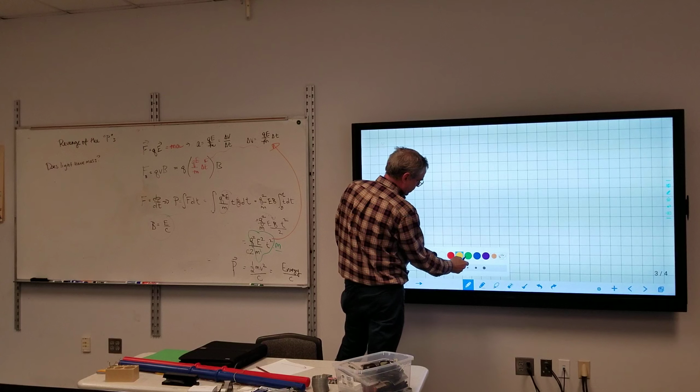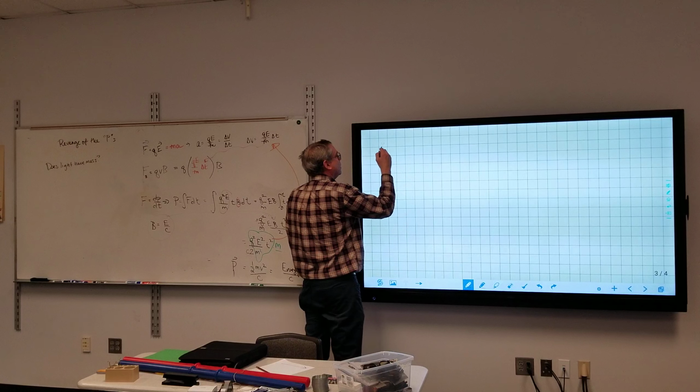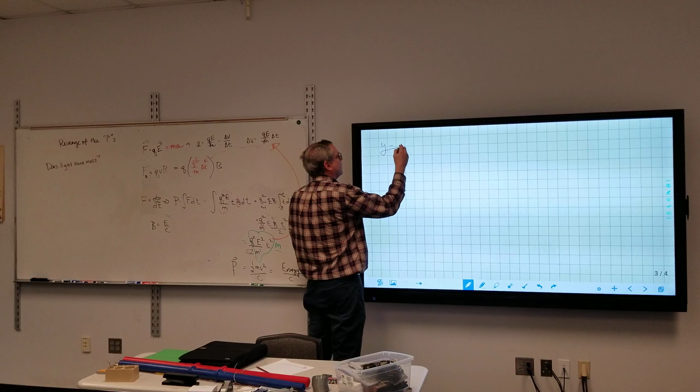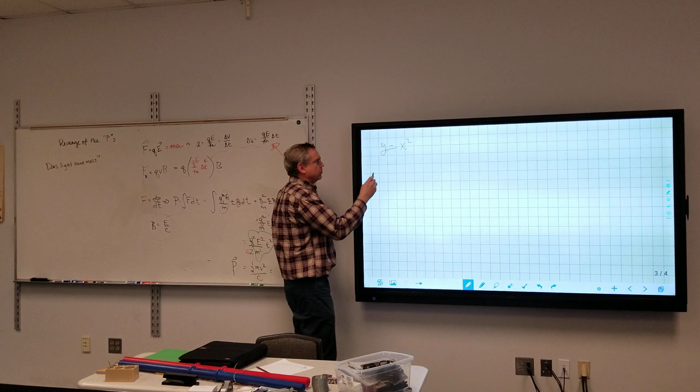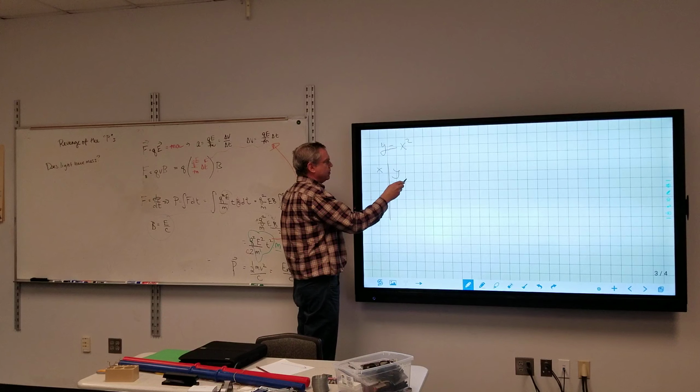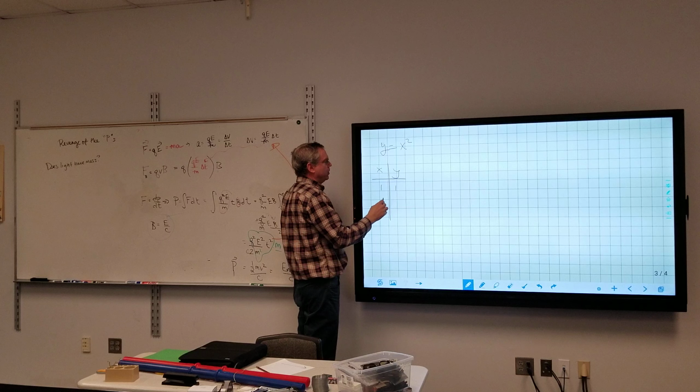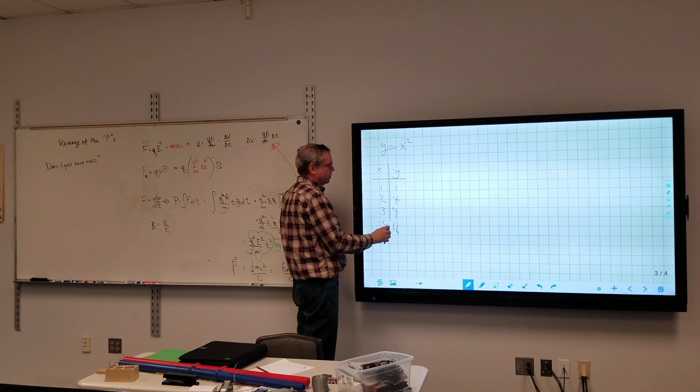So we need to go for a darker color. I have y equals x squared. So if my x and y, if x is 1, y is 1; x is 2, y is 4; x is 3, y is 9; x is 4, y is 16.